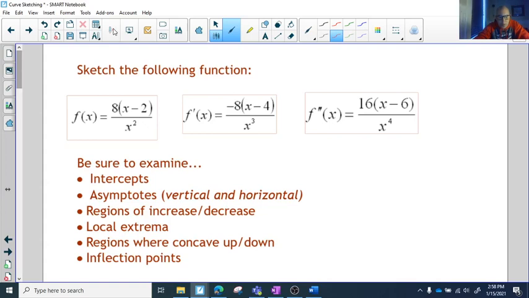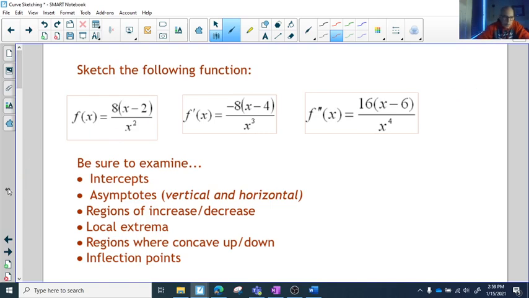Welcome to this video that I'm going to use to go through an entire curve sketch just so you can see the process that is used. And I've selected one that has a rational expression to start, because when it has a rational expression that will require us to also do asymptotes. If it's a polynomial function, we don't have to worry about asymptotes.